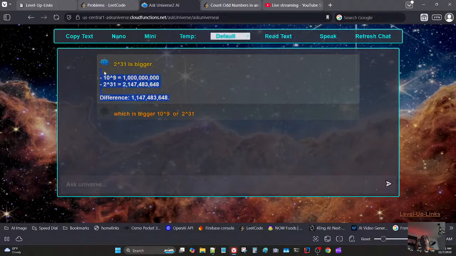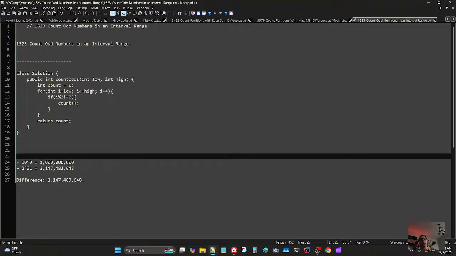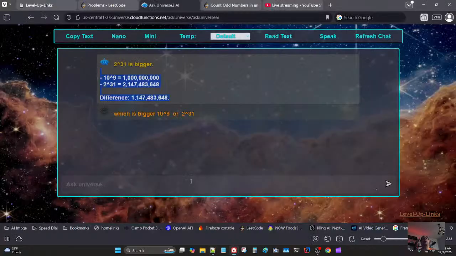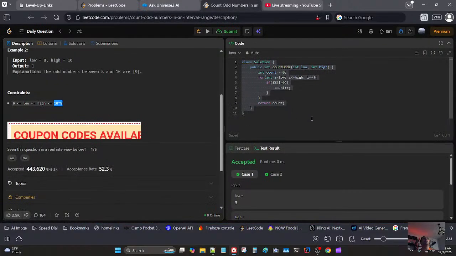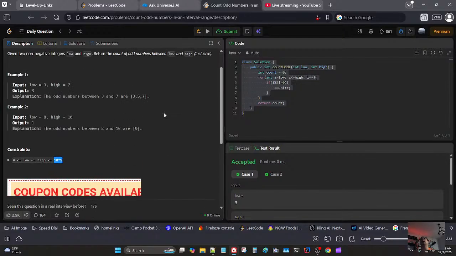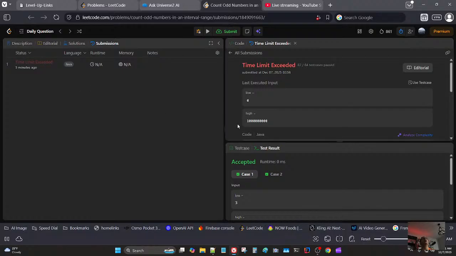I'm going to go ahead and take note here. Put that in my notes. Help me remember that. But at any rate, I'm guessing that's why it TLE'd. Let me see that. Yeah. 1, 2, 3. Yeah, it's a billion. Okay. Low was 0. High was a billion.